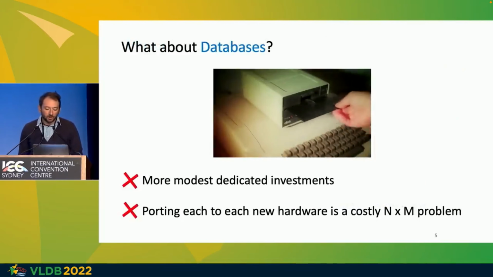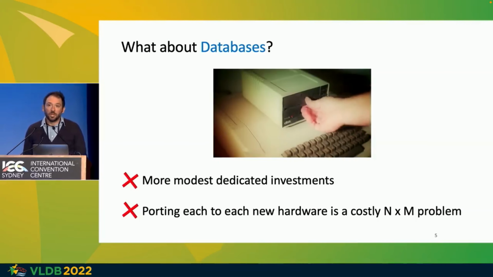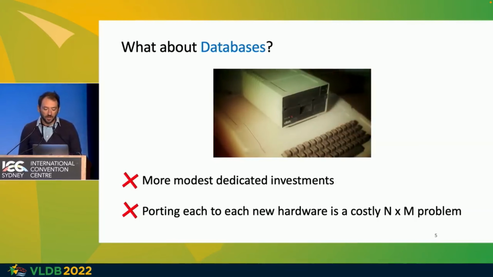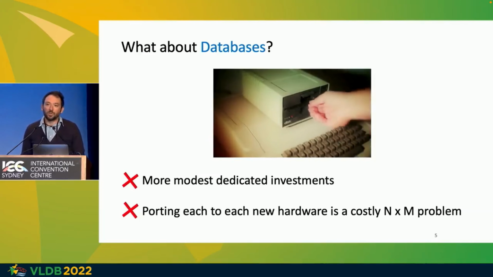If you switch gears a little bit and look at it from the database point of view, the situation is a little bit different. We have been exploring hardware acceleration for databases, of course, but the amount of investment happening in our field is definitely more modest. And the problem here, as you know, is that you have to port parts of your database to the different hardware that you want to support. We call it an N times M problem. If you just look at your relational operators, for instance, if you want to run them on a different hardware, you have to port your implementation to that hardware. And this is really hard and engineering heavy.